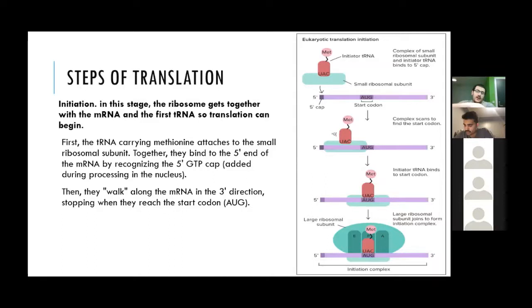The small ribosomal unit and the tRNA complex move along the mRNA strand from the 5' end until they reach the AUG codon. As they reach it, they click together. You have the first amino acid, methionine, starting at the P site. And just to note, they walk in the 5' to 3' direction as well, because that's how you read the codons.